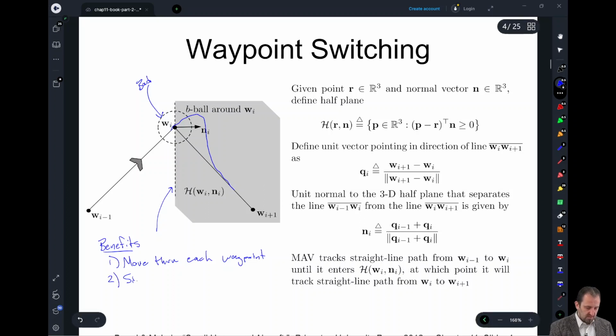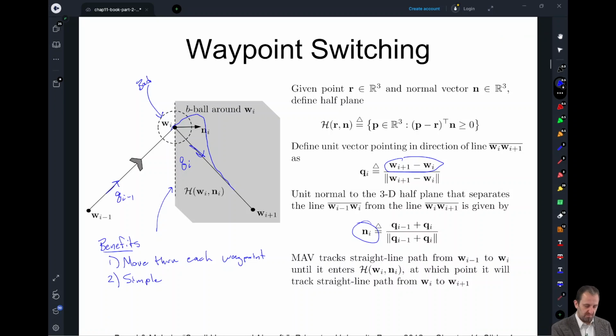Two, it's really quite simple. I mean, it can nearly all be summarized on this slide, right? Where we're just defining, from our waypoints, direction vectors. So this would be q_{i-1}. This would be q_i. And from that, we can define a normal vector for our switching plane. So here's our normal vector. And then we'll just continue executing the first line until we cross that plane, which we can easily test to see if something's entering the half plane, or half space, and then we can go to the next line. So nice and simple.